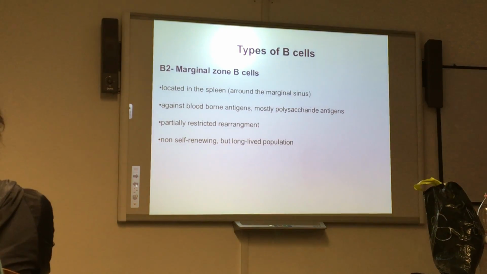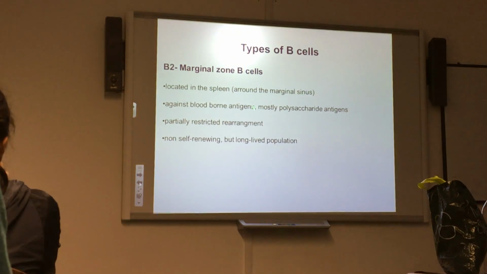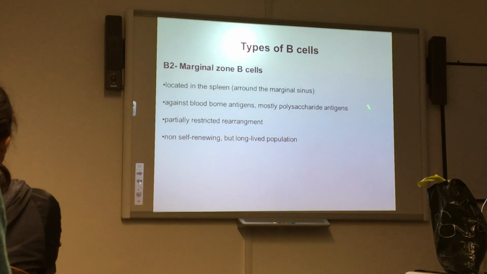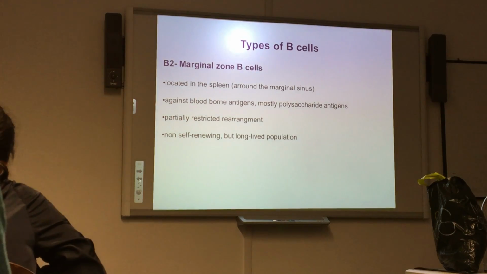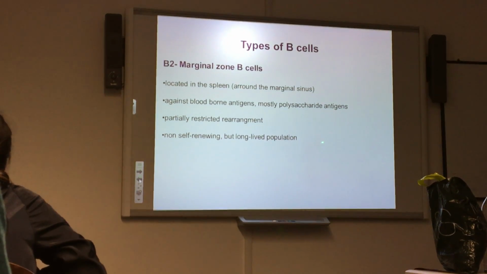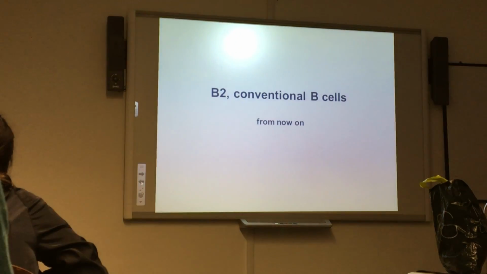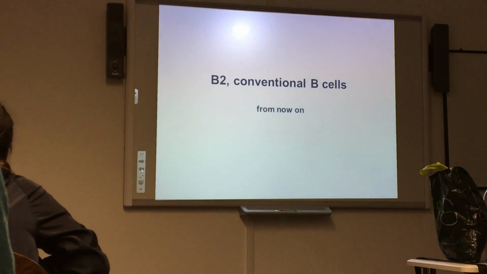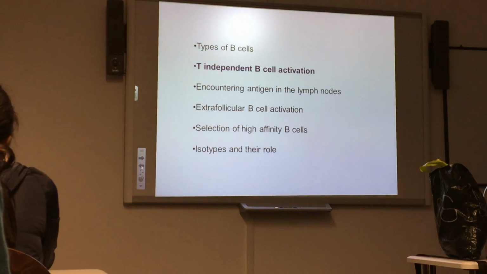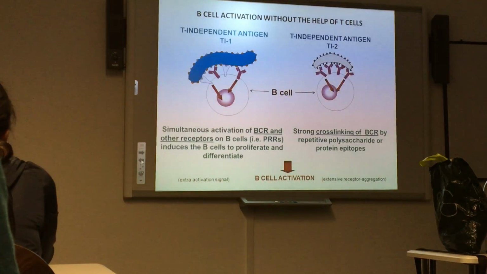Okay, B2 marginal zone B cells are located in the spleen, as you told, and it's very important that they are activated by polysaccharide antigens, but it's more important that they are also a long-lived population. Okay, the conventional B cells are the most important population of B cells, and they can be activated in a T-independent and T-dependent way.